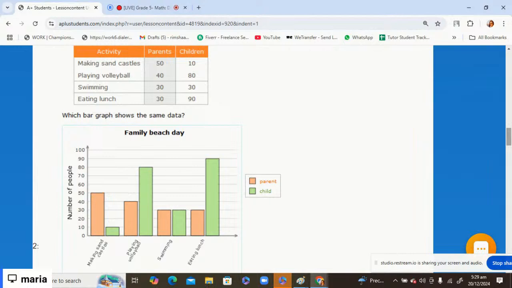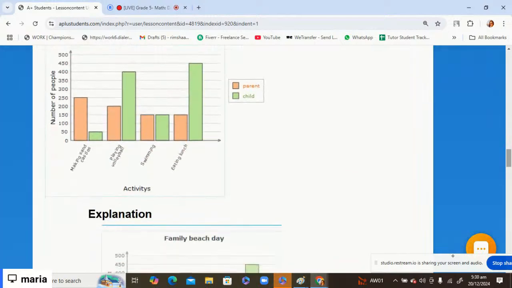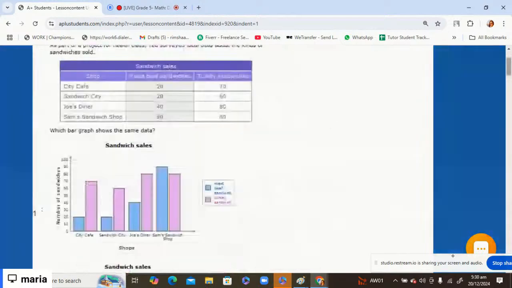For swimming, it's the same, that is 30 and 30, on the same two lines, the orange and the green. Eating lunch is 30 and then 90. Option A is right for all of it, okay? Now let's do the test questions.